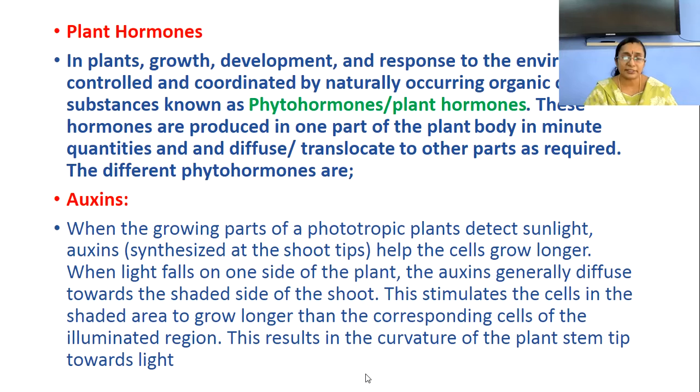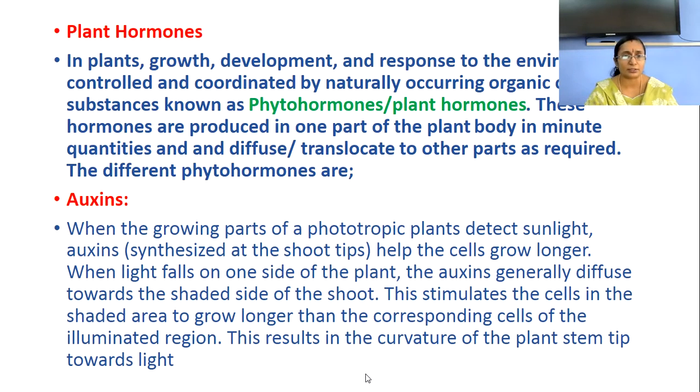Okay, so first we will see plant hormones. Plant hormones help in the growth, development and response to environment of plants. You can say almost all activities of the plants are controlled and coordinated by these hormones. Since they are found in plants, we call them phytohormones. Phyto refers to plant. These are organic chemical substances produced by the plant body, which help in their growth, development and response to the environment.